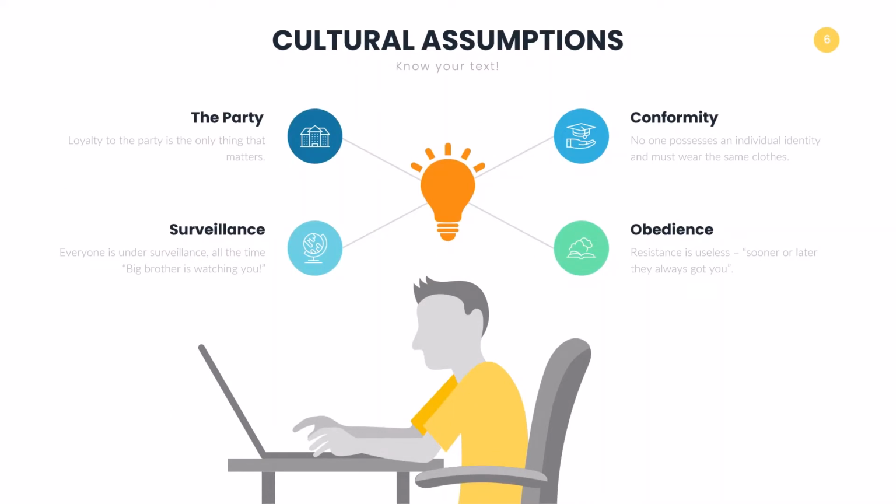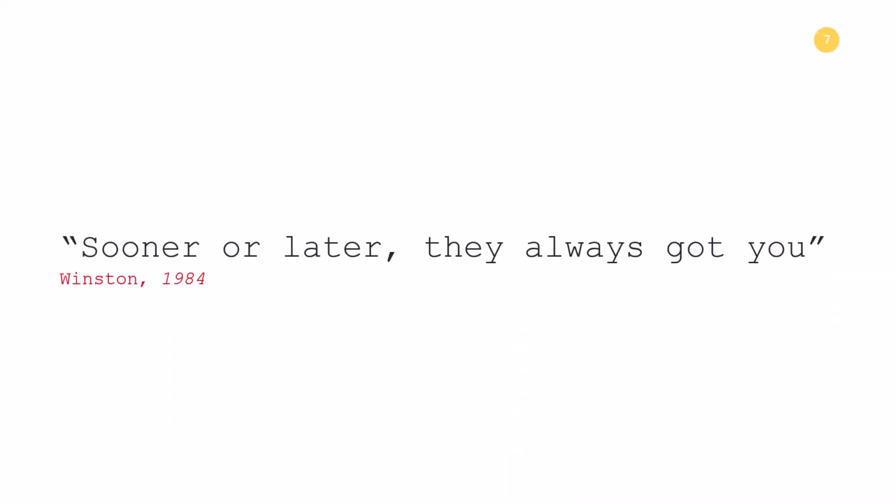Cultural assumptions and attitudes are beliefs that are widely held so that it is considered part of the very fabric of society itself. Cultural assumptions that underpin the text of 1984 are that everyone is under constant surveillance, that loyalty to the Party is the only thing that matters, anyone who breaks the law will be tortured and die, that no one possesses an individual identity, and that there is no point in resistance. As Winston fatalistically comments, sooner or later, they always got you.